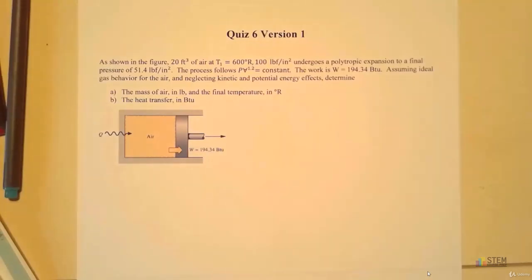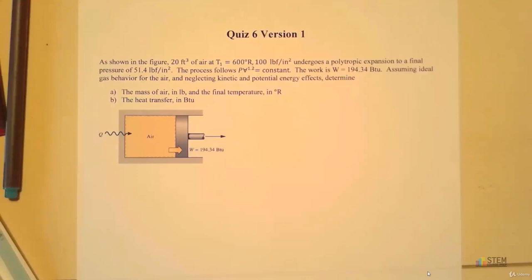Here we've got this piston cylinder assembly again, and it's got 20 cubic feet of air at a temperature of 600 and a pressure of 100 psi. It's going to undergo a polytropic expansion to a final pressure of 51.4 psi. Now the process follows this equation here: P times volume to the power of 1.2 equals a constant.